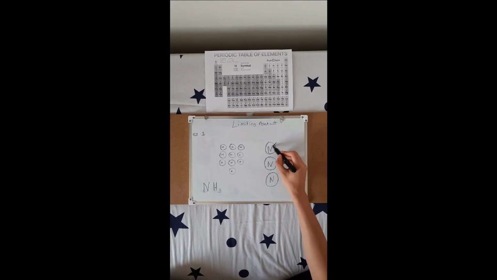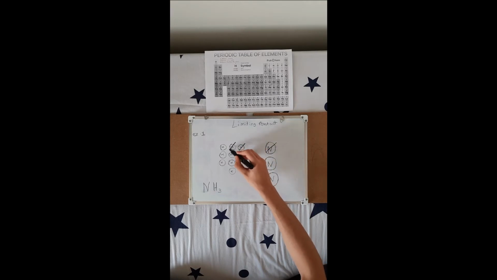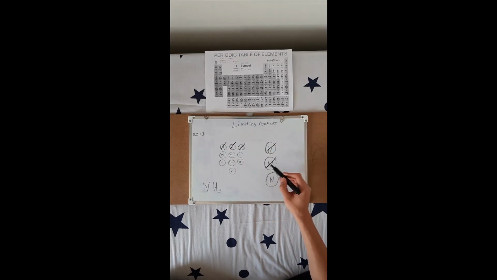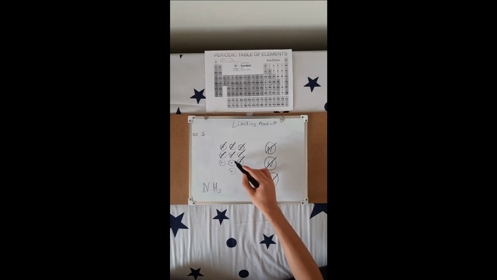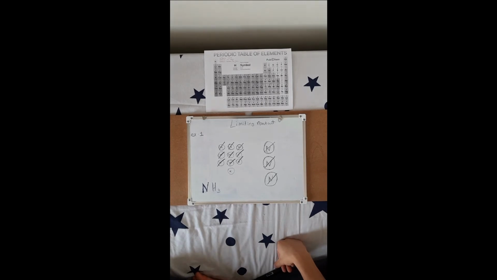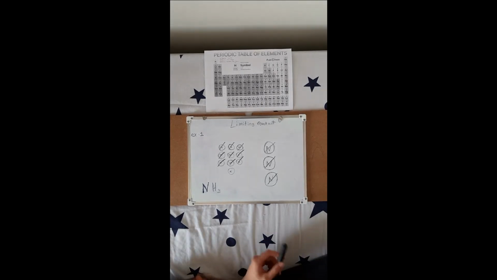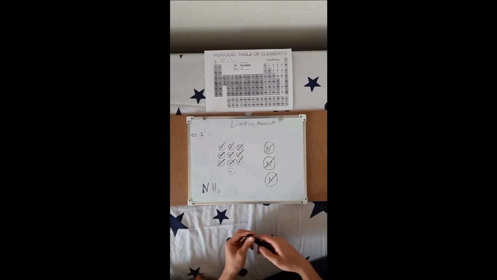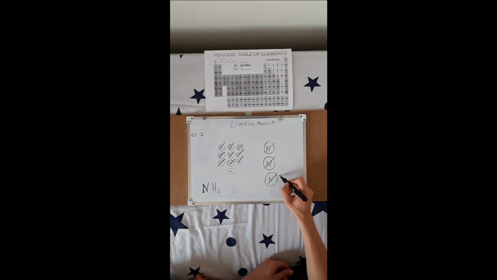3. So, one nitrogen is going to consume 3 hydrogen atoms, one nitrogen is going to consume 3 hydrogen atoms, and the last one is going to consume 3 hydrogen atoms. And we're going to have one atom of hydrogen left over. So, which atom ran out from the reaction first? The nitrogen atom. So, the nitrogen is the limiting reactant.